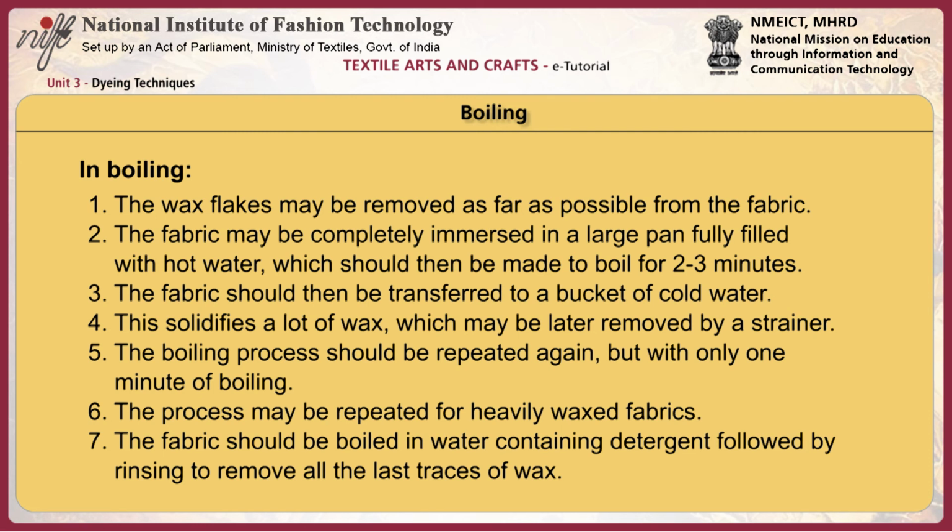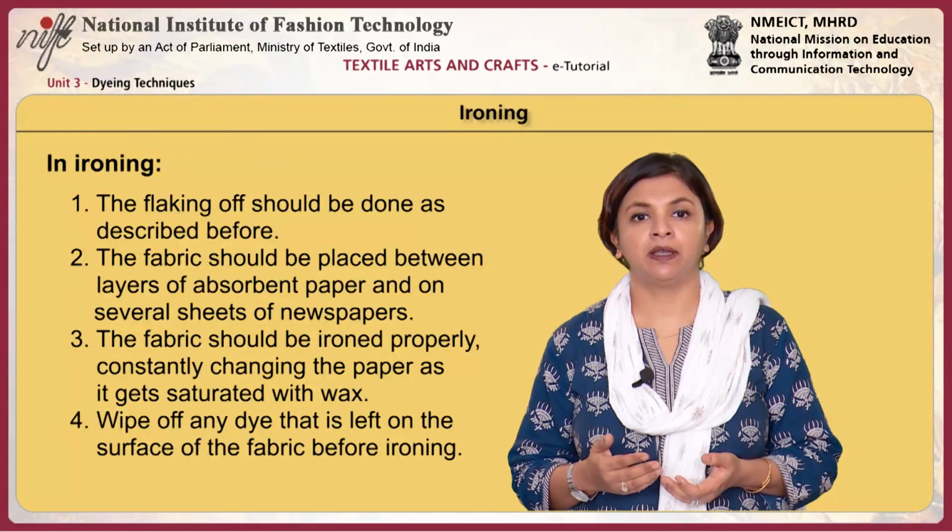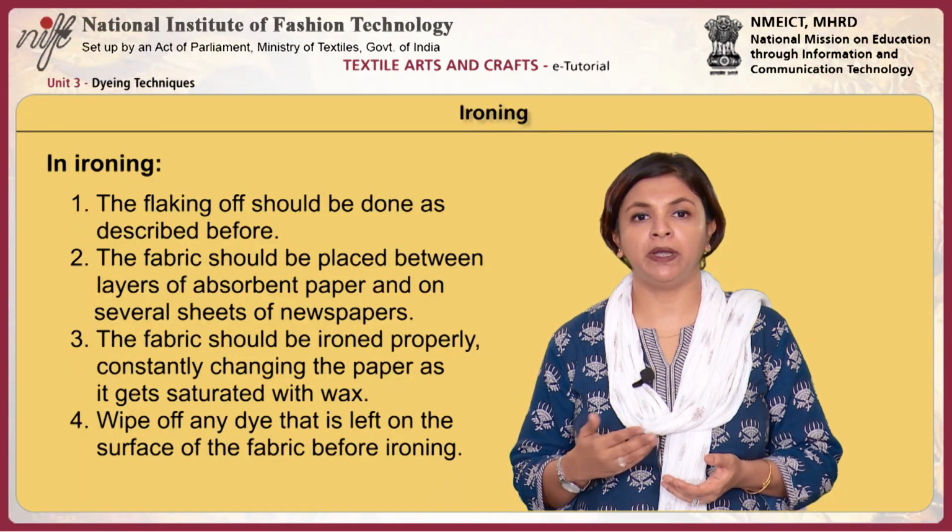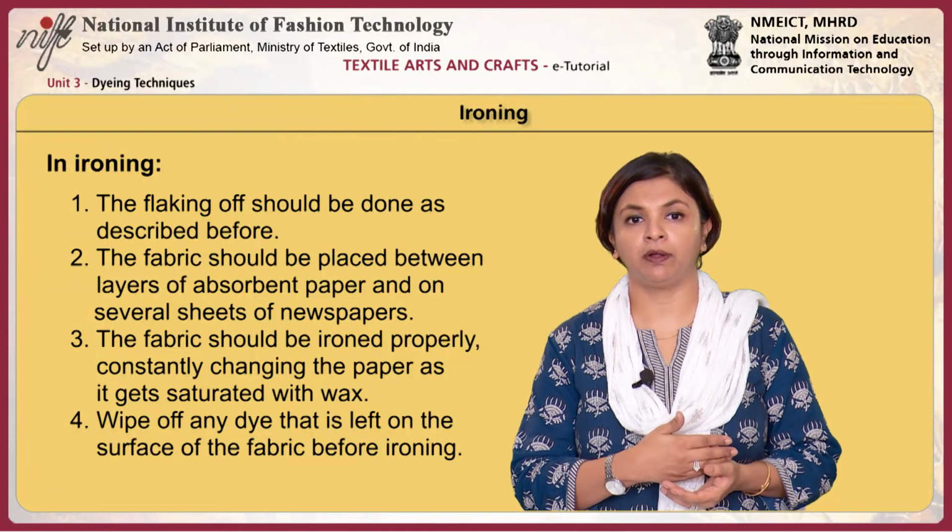The boiling process should be repeated again, but with only 1 minute of boiling. The process may be repeated for heavily waxed fabrics. Finally, the fabric should be boiled in water containing detergent, followed by rinsing to remove all the last traces of wax. In ironing, the flaking off should be done as described before.